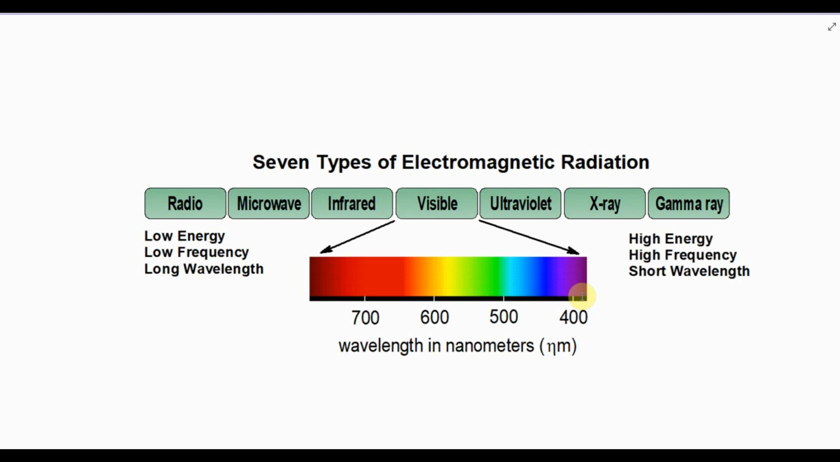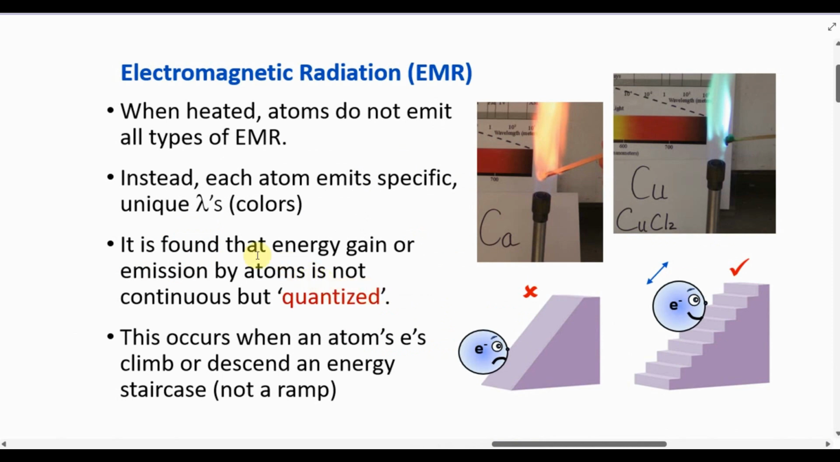So the atoms that are excited emit some type of electromagnetic radiation. Some of it's perhaps in the infrared or the ultraviolet where we can't see it, but some of it lands in the visible range where humans can see it. When atoms are heated, atoms do not emit all types of electromagnetic radiation. In the illustration here you see a wooden splint that has calcium chloride salt on it in a flame, and it emits a very unique orange-red color for calcium chloride.